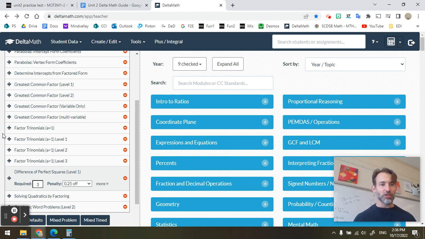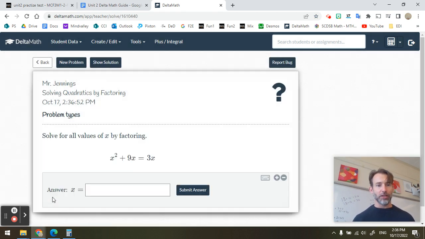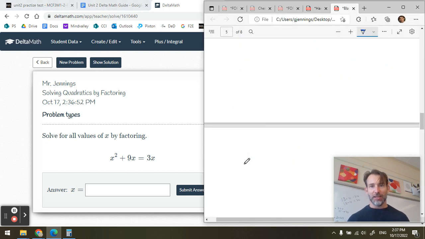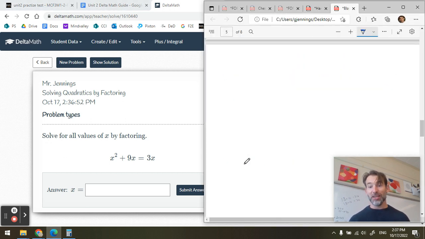Today we're going to be looking at solving quadratics by factoring. So let's dig into some of these problems. Oh man, it's not even equal to zero. What a pain. Well, you're going to start with the same step you always do. Copy it out carefully. X squared plus 9x is equal to 3x.